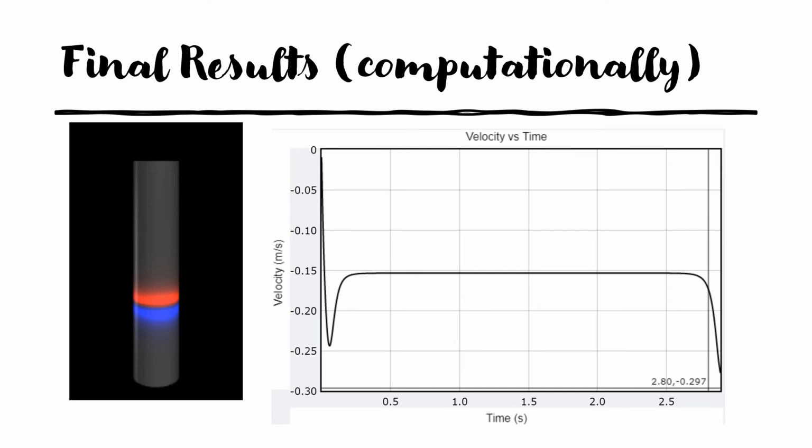Here are the final results. On the left, you have a little picture from just part of the computational model. During the model, the red and blue lines fell down to mimic the induced current of the magnet as it fell through the tube. And on the right, we have a velocity versus time graph. And you can see there it takes about 2.85 seconds for the magnet to fall through the tube in our computational model.